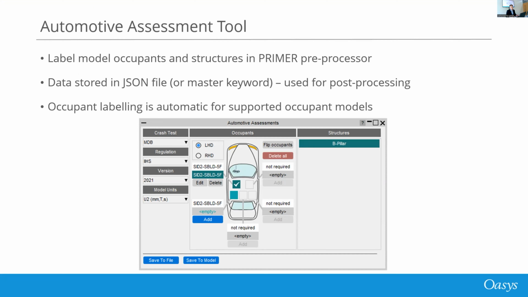This creates a metadata file, a JSON file, which is stored in the same directory as the keyword file, or you can optionally save the data to the master keyword file. That metadata is then used in the post-processing phase so that you don't have to worry about tracking different IDs for components, say the head or the neck or the femur. They're already mapped to their IDs, and so the post-processing can be automated for different protocols you might be interested in. Right here you can see the GUI, the interface we've created.